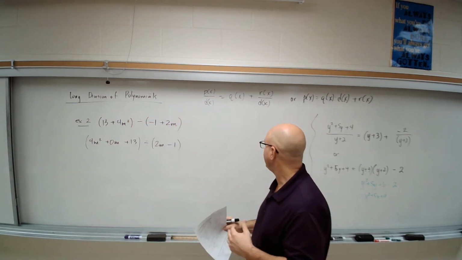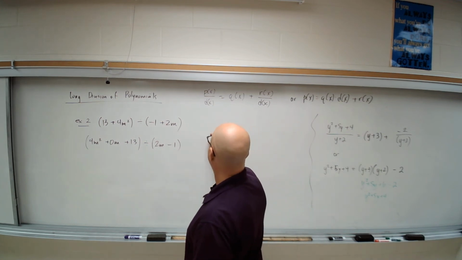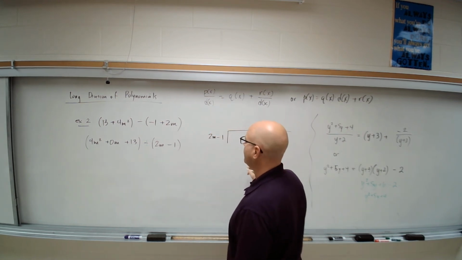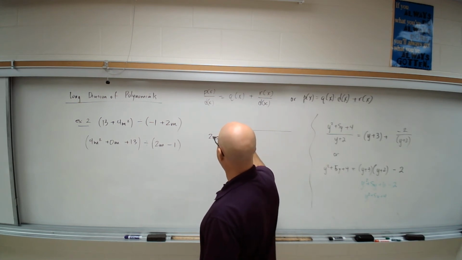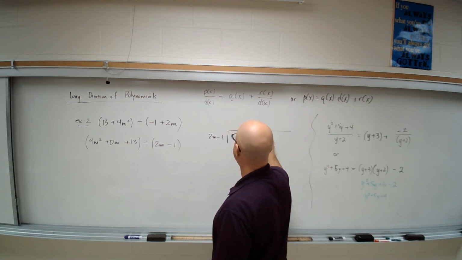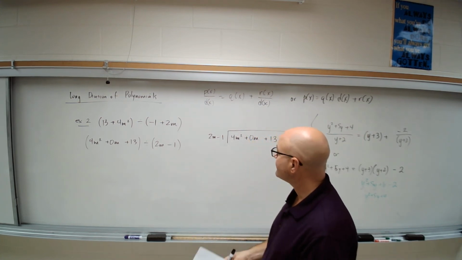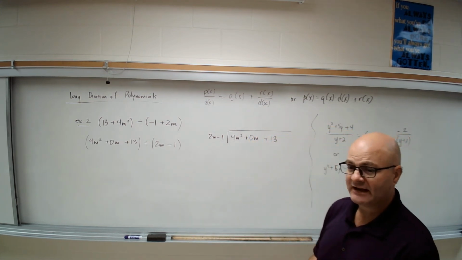And then once we do that, to do the division, we would put 2m minus 1 on the outside. And then we have 4m squared plus 0m plus 13. So go ahead and try this one, and then we'll take a look at it.